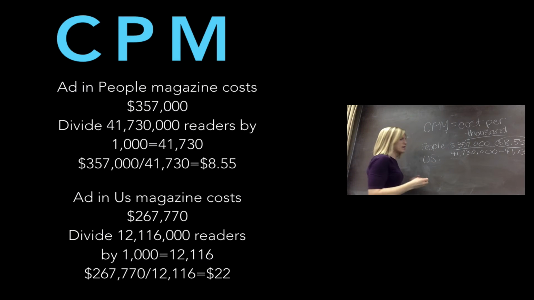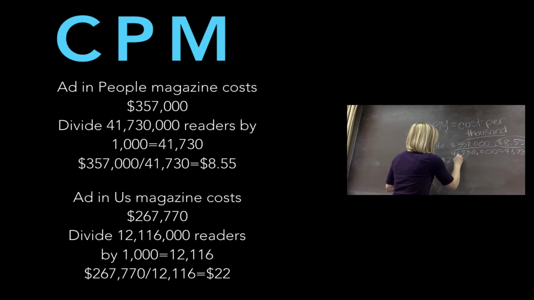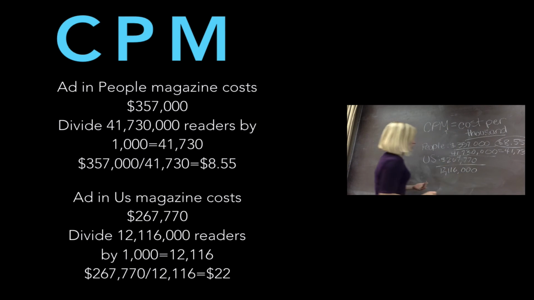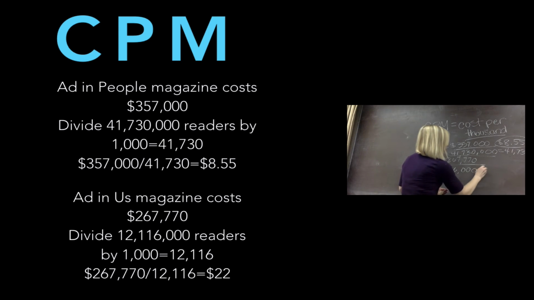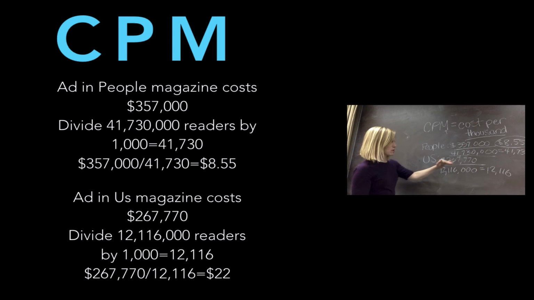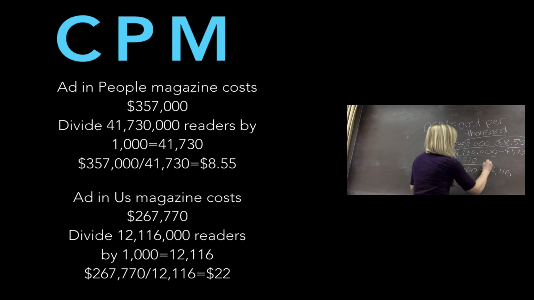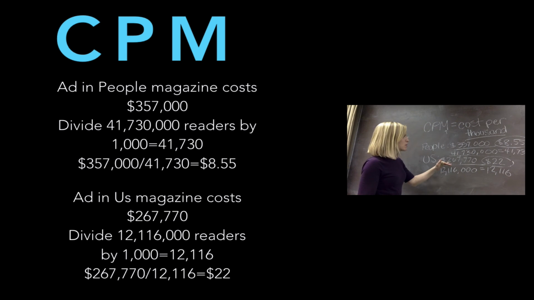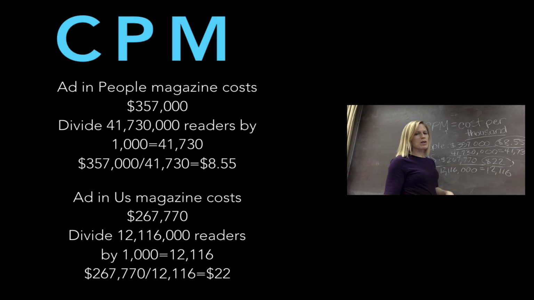So let's compare it to Us Magazine. An ad in Us is a little less expensive. It's $267,770 for a full page ad, and their audience, however, is much smaller. It's 12,116,000. So if we figure out how many thousands that is, we get 12,116. So we do that same calculation, 267 divided by 12,116, we get a cost per thousand of $22. So this one might seem less expensive on its face, but we're going to reach more readers for less cost if we were to choose People.